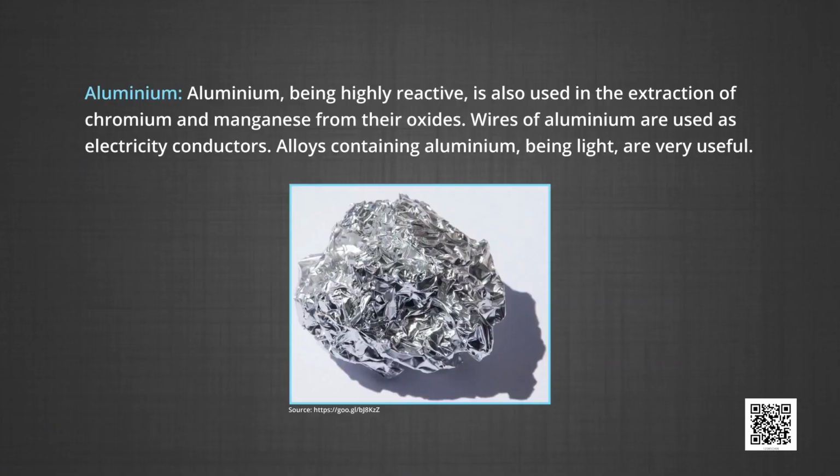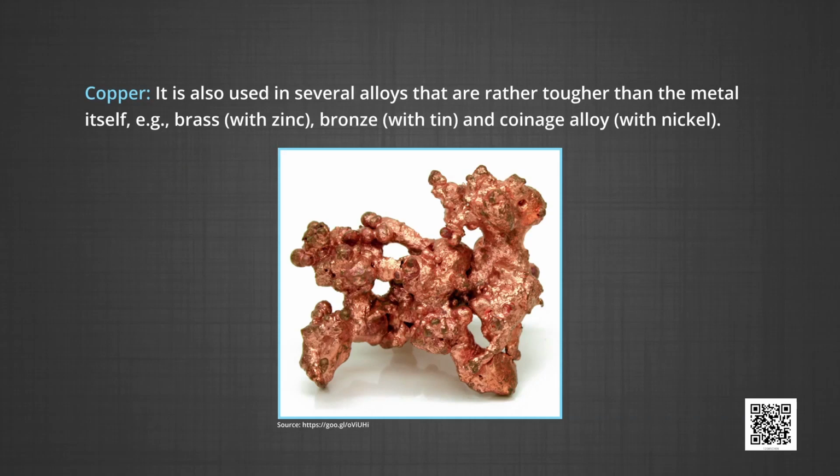Aluminium, being highly reactive, is also used in the extraction of chromium and manganese from their oxides. Wires of aluminium are used as electricity conductors. Alloys containing aluminium, being light, are very useful. Uses of copper: we know copper is used for making wires used in electrical industry and for water and steam pipes. It is also used in several alloys that are rather tougher than the metal itself. Example: brass alloyed with zinc, bronze alloyed with tin and coinage alloy alloyed with nickel.